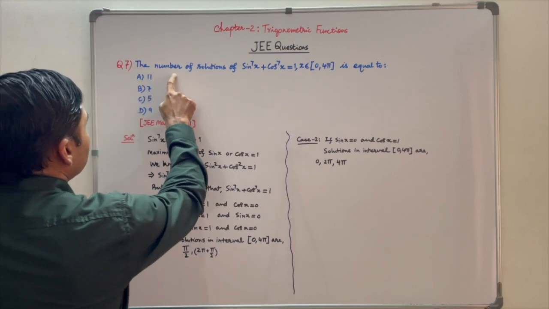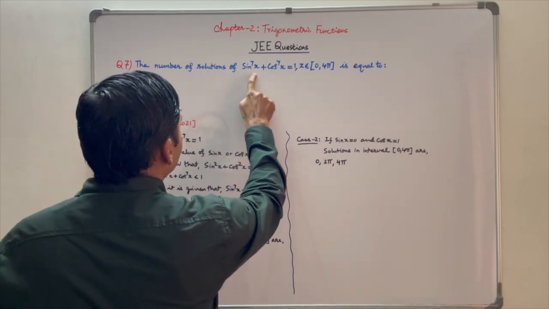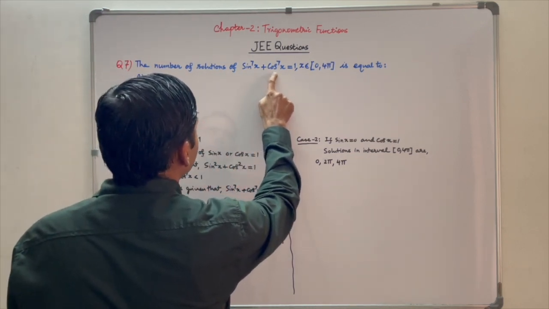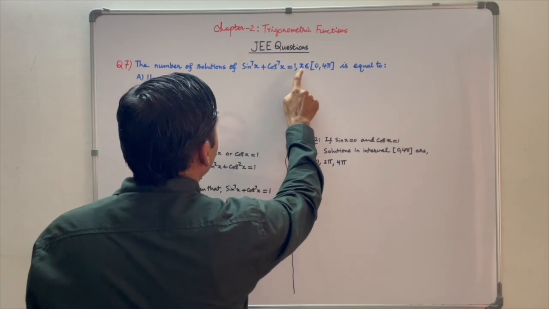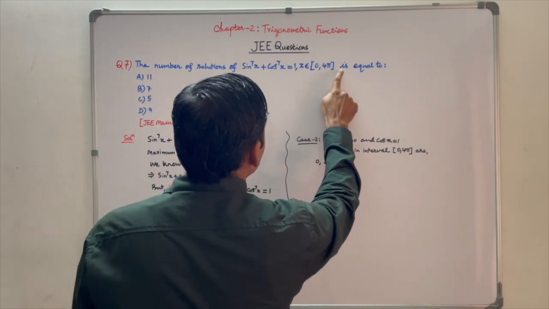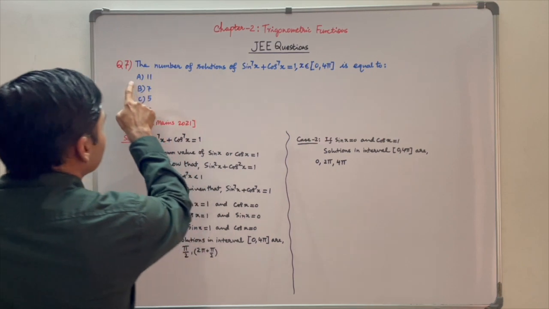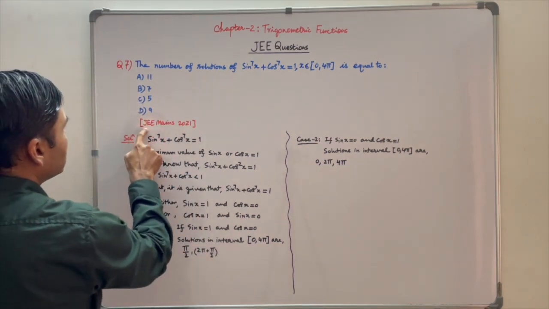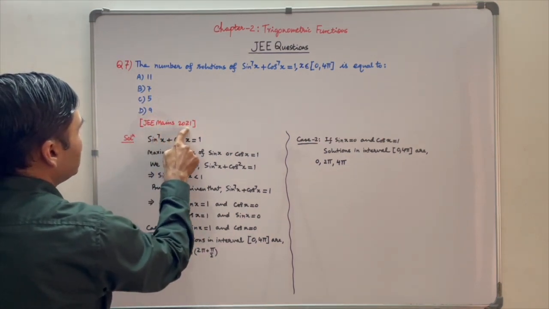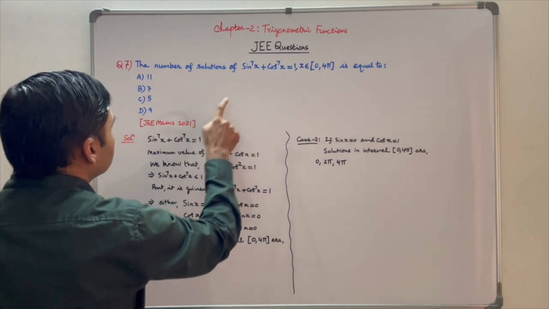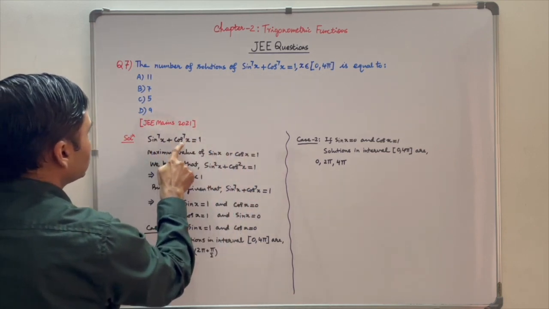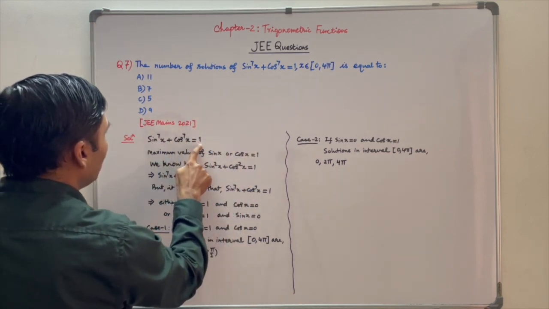Seventh question, the number of solutions of sin to the power 7 x plus cos to the power 7 x is equal to 1, where x lies between 0 to 4 pi, is. These are the options given. This question appeared in JEE Mains 2021. The given equation is sin to the power 7 x plus cos to the power 7 x is equal to 1.